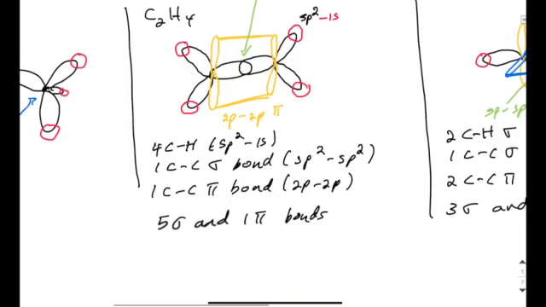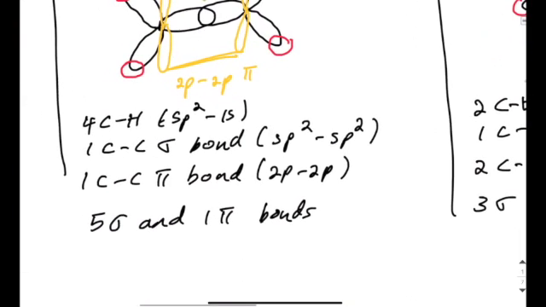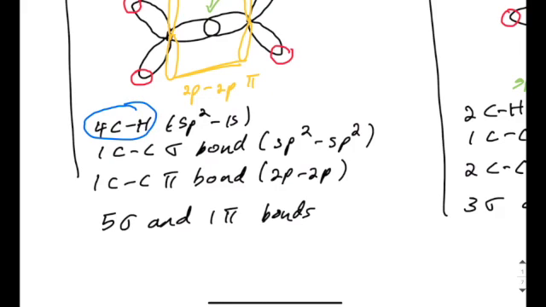So then the way we explain the structure using the valence bond model is that there are 4 CH bonds, which are sp2-1s overlaps. There's 1 carbon-carbon sigma bond, which is an sp2 overlap. There's 1 more carbon-carbon bond, but that one is a pi bond, which is a 2p overlap. So in total, we have 5 sigma and 1 pi bonds.